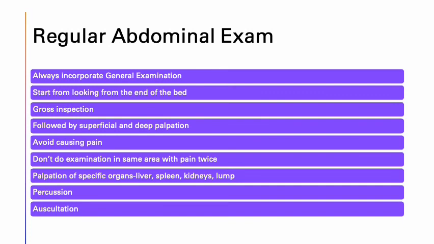So I'm not going into details of those. Abdominal examination, as you all know, is inspection, palpation, percussion, auscultation. Again, if there is tenderness, you are not going to percuss that area as well. That's normal common sense.